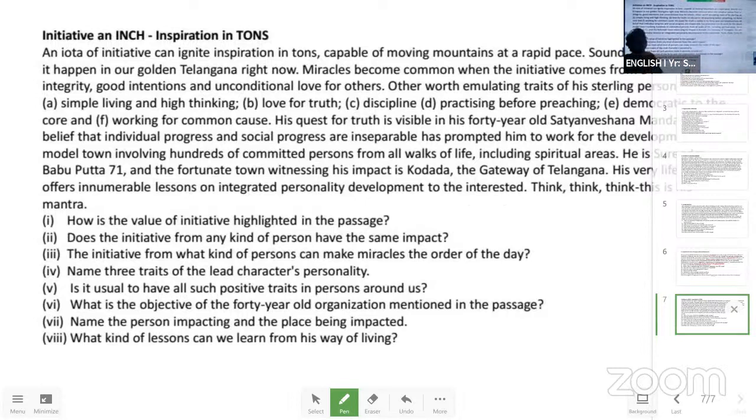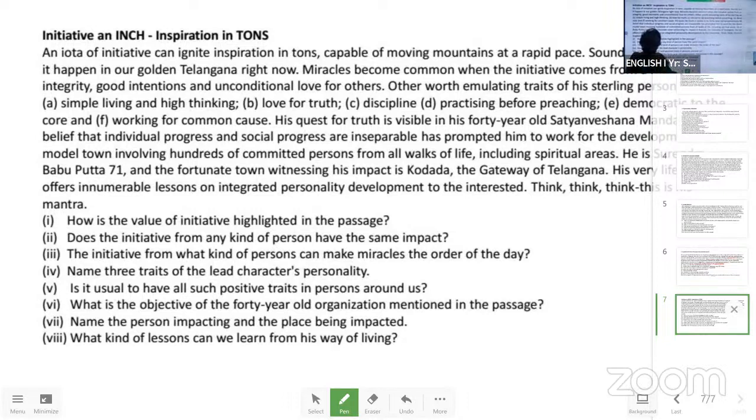Initiative and inspiration in tons, lots. If you take an initiative, sometimes you must have noticed children are filled with curiosity. They take the initiative to find out. But elders, thinking that they may fail, they don't take the initiative. But always remember, if you want to be successful, you have to go forward, take risks. The initiative should be taken in order to be successful.